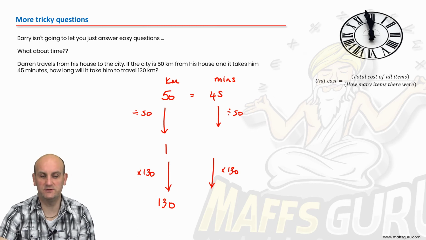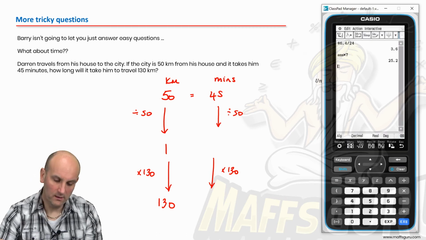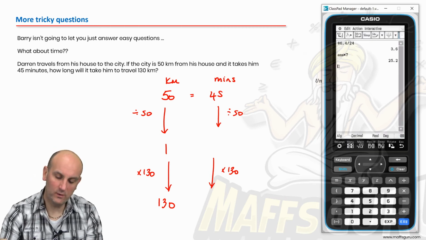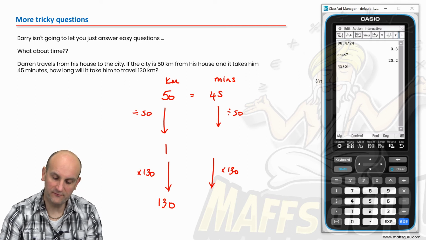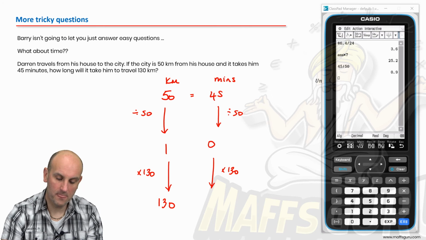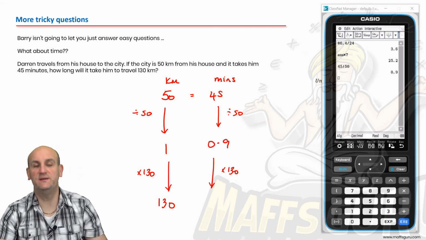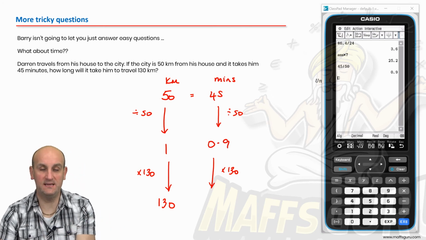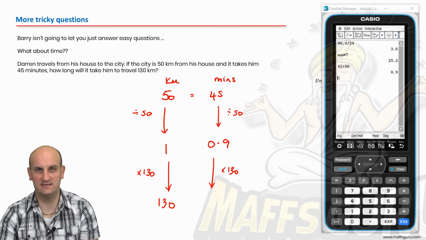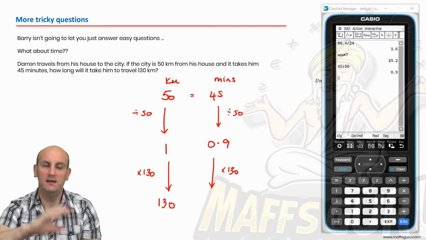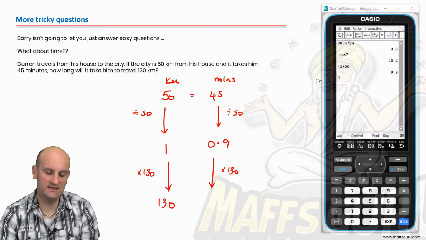So this is now just replicating what I did before. Let's fire up my CAS calculator. So I'm firstly going to deal with 45 divided by 50 gives me 0.9. So it takes me 0.9 minutes to go 1 kilometer. Now, please don't think of that as 90 seconds because it really isn't, all right? When we're dealing with time, it's out of 60 seconds. I'll show you how long that takes in just a minute.